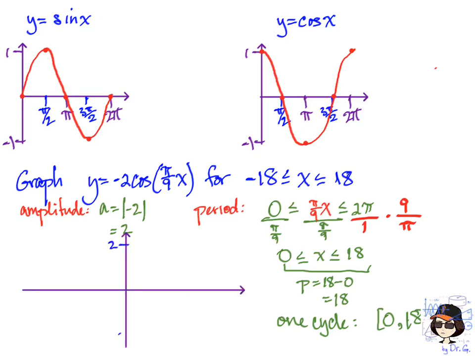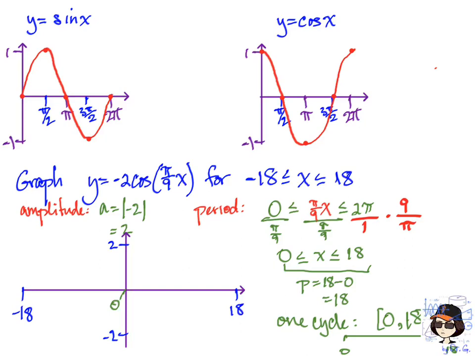So let's start setting up our axes. So we know we're going to go from -2 to +2 on the y-axis. The x-axis eventually is going to go from -18 to +18. But we're going to do one cycle first. So we're going to start at 0, and where are we going to go? So let's see what our other key points are. So we're going to go from 0 to +18. So the other 3 key points are going to be midpoints.